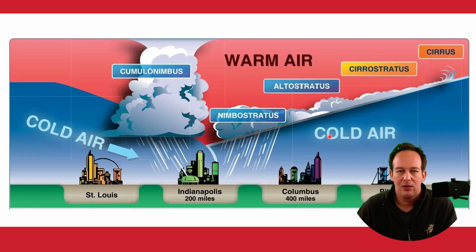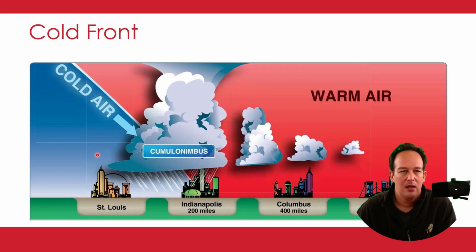Now, let's take a step back and describe what a cold front and warm front are again. With a cold front, you have a fast moving cold air mass that's catching up to a warm air mass. When that occurs, this wall of cold air forces the warm air aloft, and that's where we get heavy storms, cumulonimbus clouds that extend to high altitudes, like 40,000 feet.